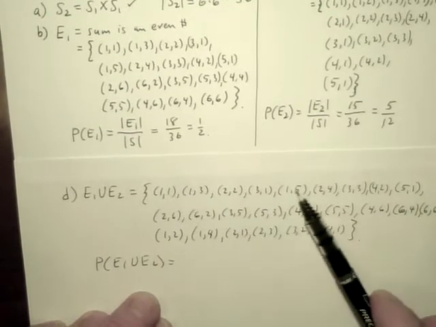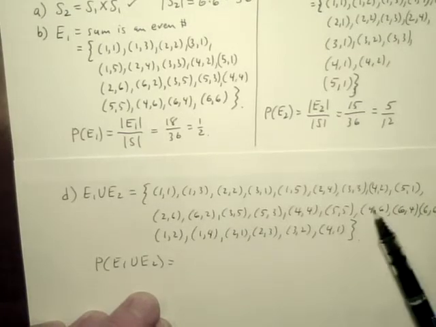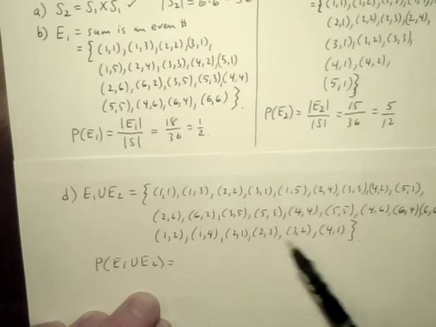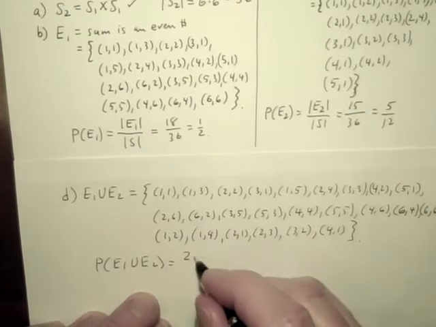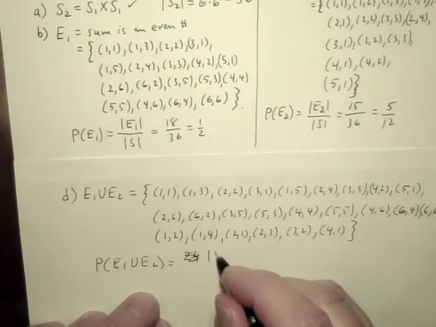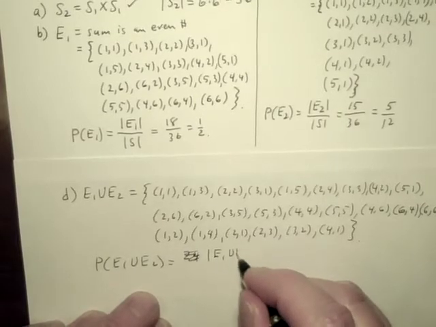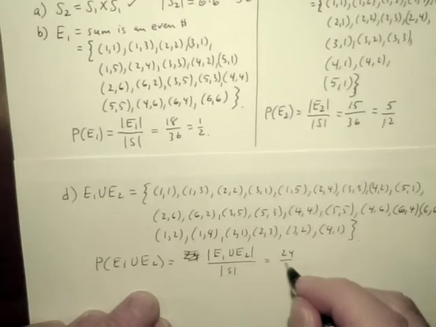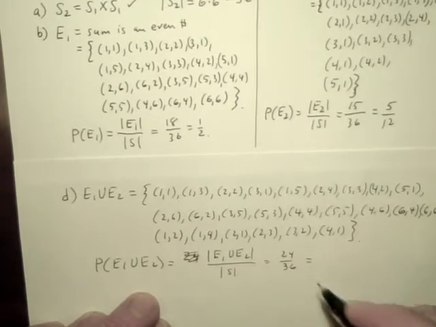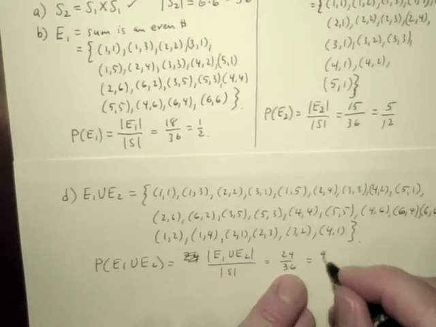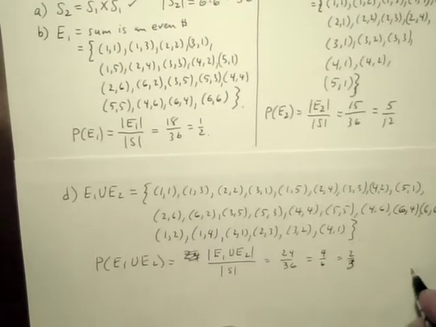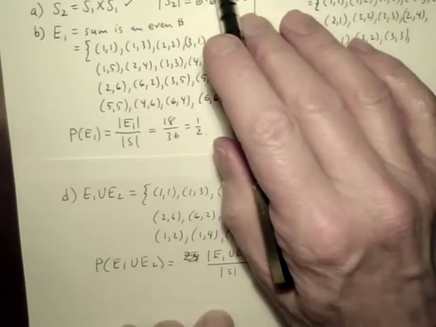1, 2, 3, 4, 5, 6, 7, 8, 9, 10, 11, 12, 13, 14, 15, 16, 17, 18, 19, 20, 21, 22, 23, 24. Well, it's the size of that set all over the sample space, which is 24/36, which is 4/6 or 2/3.